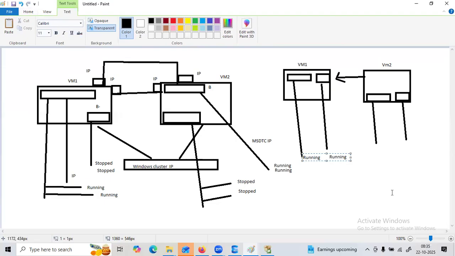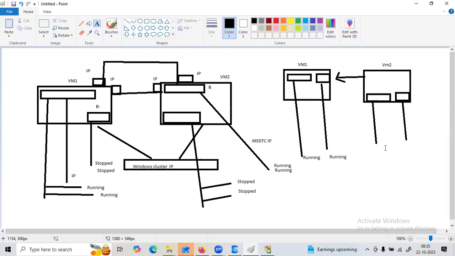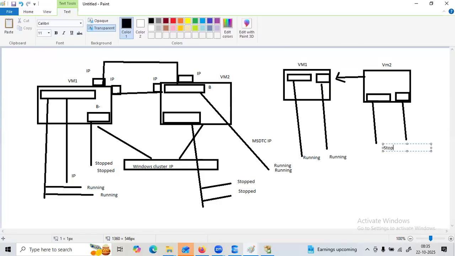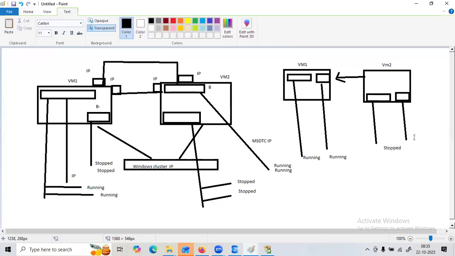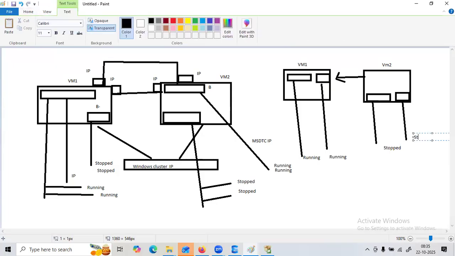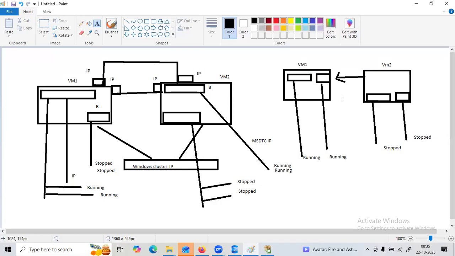So in this scenario, what will happen? Here both will be in a stopped state. So this setup we can call active passive. Why? Because on one computer, nothing is running. It's stopped. But here, two SQL instances are running on the one computer.